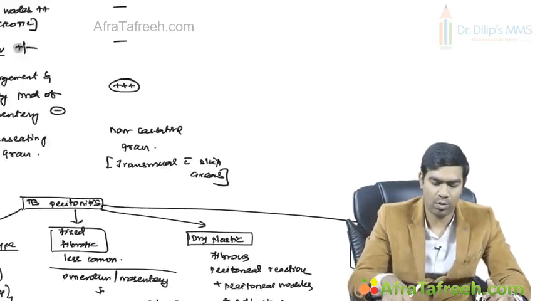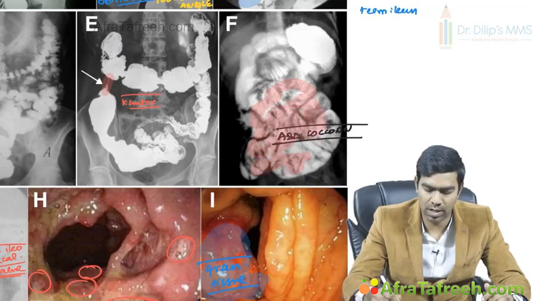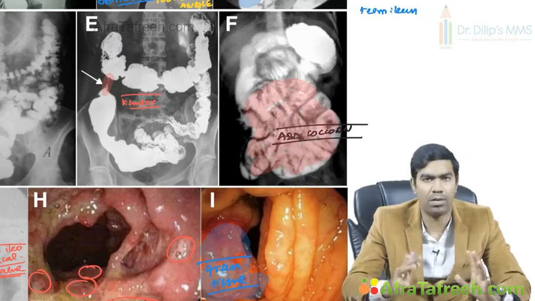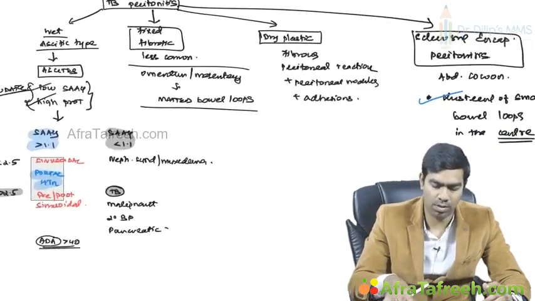Clear? So that's what I showed you here, because this is a very important image to know. Whenever you see this kind of fixed small bowel loops that are fixed to the center of the abdomen, there won't be any bowel loops on the side also. This is what we refer to as sclerosing encapsulating peritonitis or abdominal cocoon.